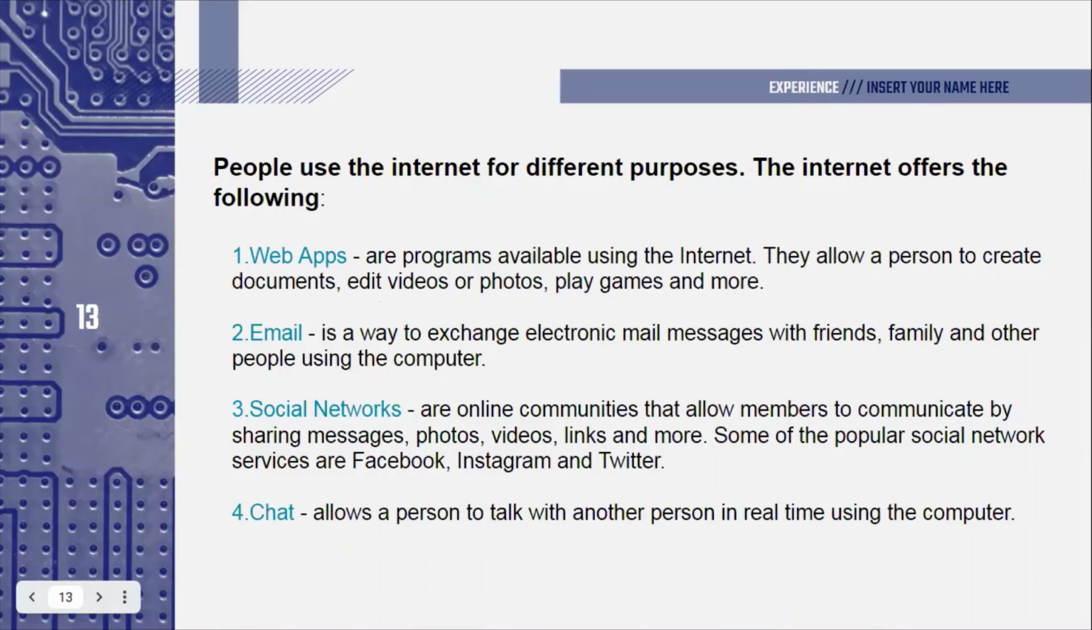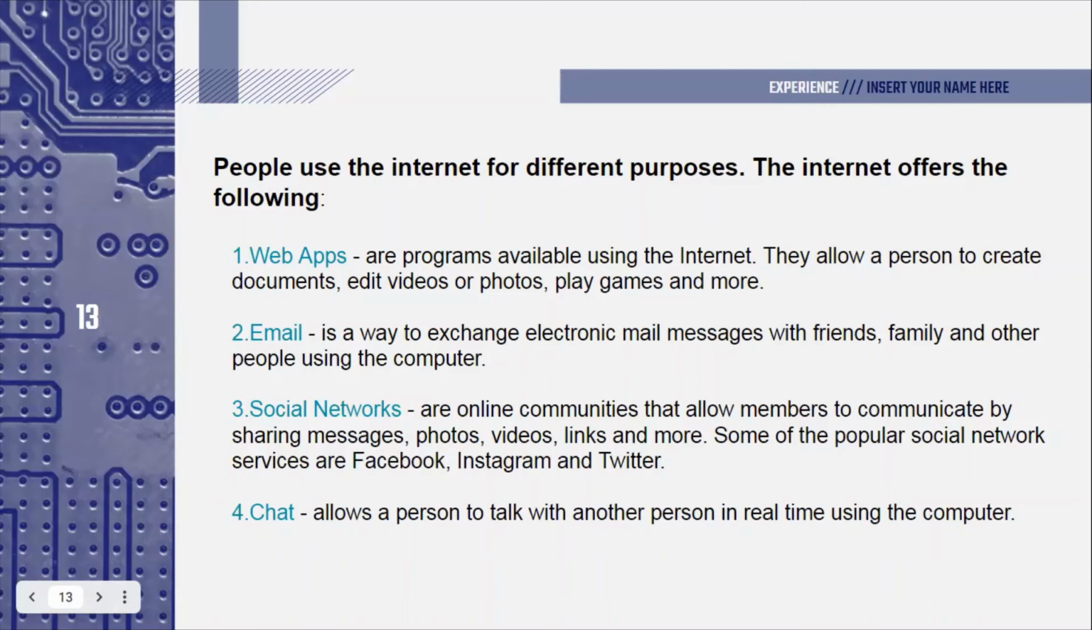Now, people use the internet for different purposes. Do you agree, Grade 8? Yes, of course. The internet offers the following. Number one, web applications. When we say web app or web application, these are programs available using the internet. This allows a person to create documents, edit videos or photos, play games, or even more. So the games that we're using are examples of what we call web apps.